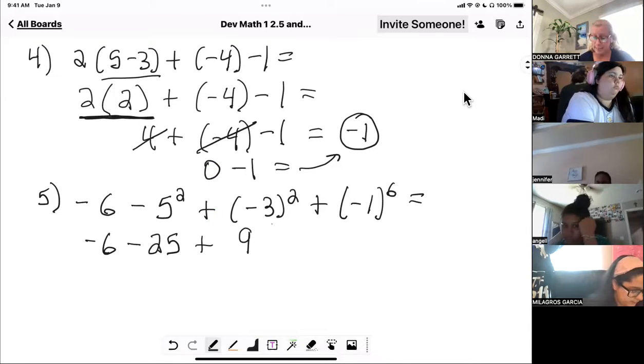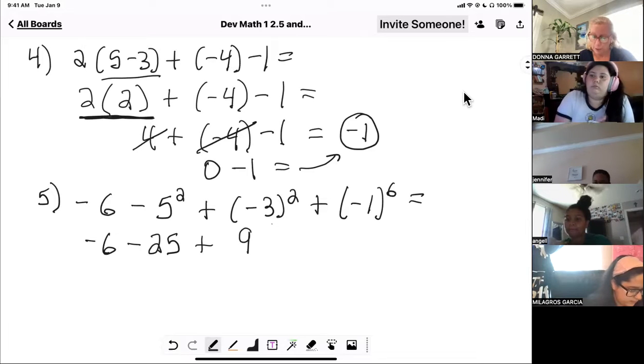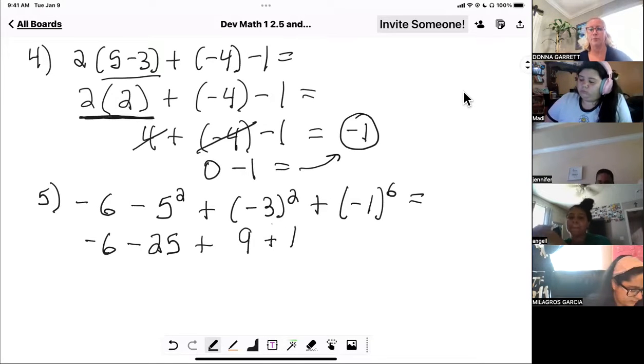Hey, go ahead. Oh, would it be a positive one? Yes, it would. Tell me why. Because it's an even number. Yes. I was going to ask the same thing. Okay, so yes, negative to a 6th power. If it's an even exponent, it's going to be positive. If it's a negative to an odd exponent, it's negative, but it's positive.